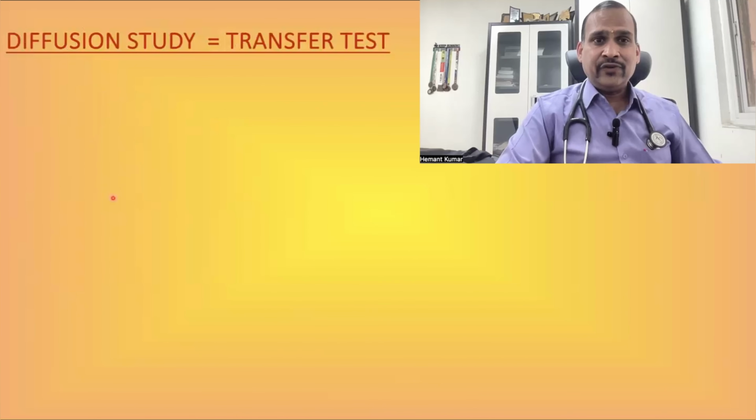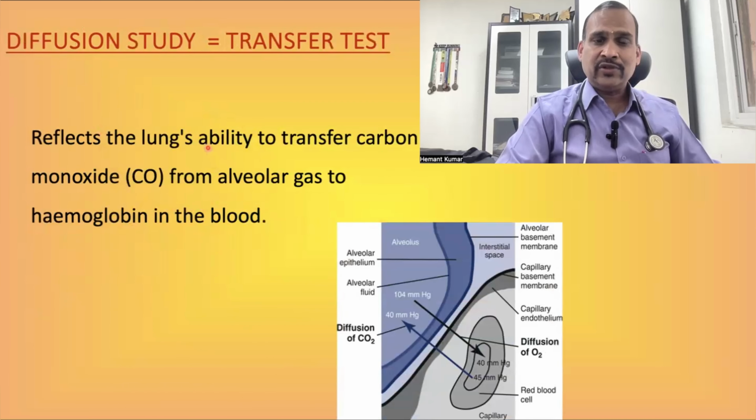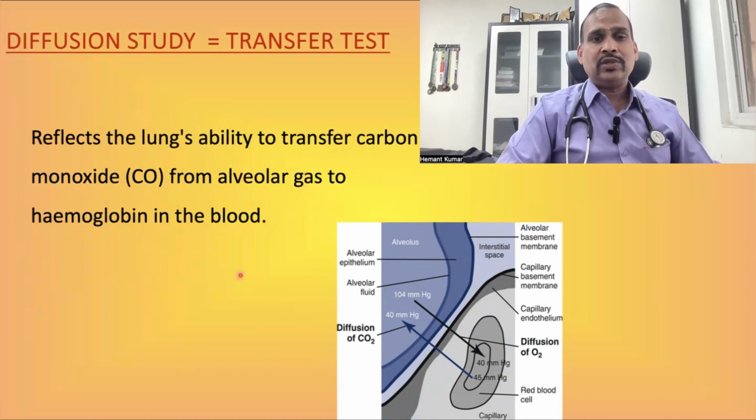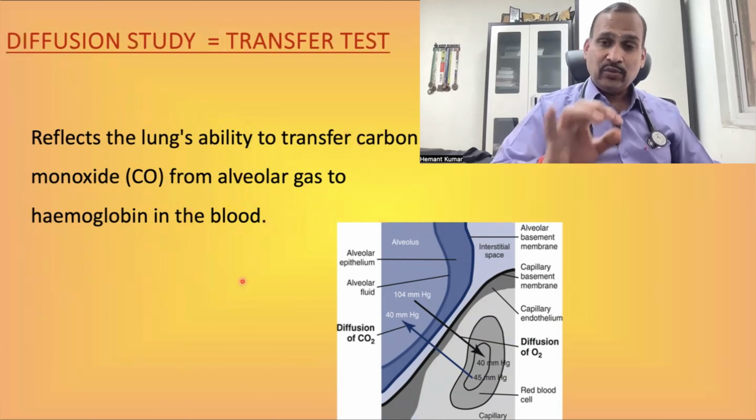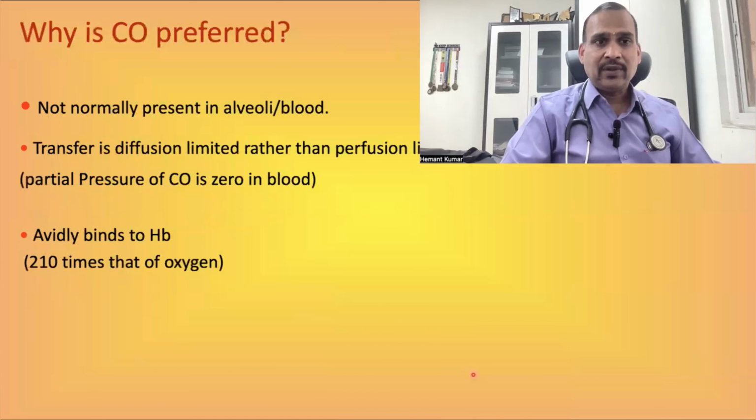So let's see the diffusion study, or otherwise called transfer test. So what is this diffusion study? The diffusion study is the lungs' ability to transfer carbon monoxide from alveolar gas to hemoglobin in the blood. Though we are checking diffusion for oxygen, we are not using oxygen for the study. We are using carbon monoxide because it freely diffuses from alveoli to hemoglobin. Okay. So why CO?